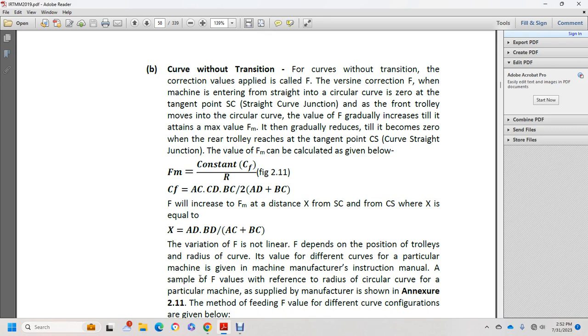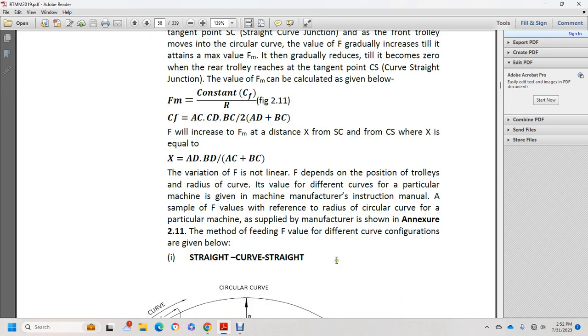Variation of F is not linear. It depends on the position of the trolley and the radius of the curve. For different curves of a particular machine, the manufacturer's instruction manual gives sample F values with reference to the radius of curve, shown in Annex 211. The method of feeding F for different curve configurations is given below.